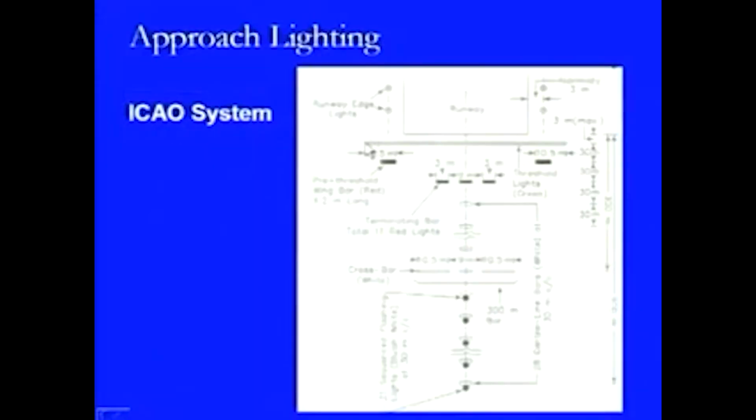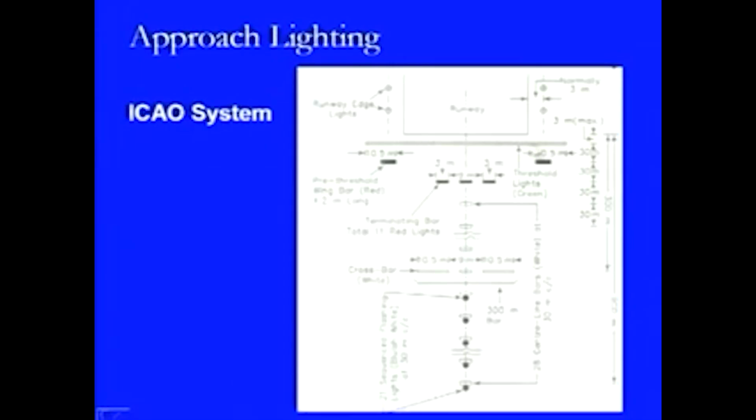Now, this is one diagram which depicts the ICAO system, where there is one continuous bar of lights provided, and this defines the end of the runway strip, and after that the runway strip is provided. Then with respect to the center line of this runway strip, a number of lights are provided. We can see these lights, which are 28 center line bars, white in color, spaced at 30 meters center to center.